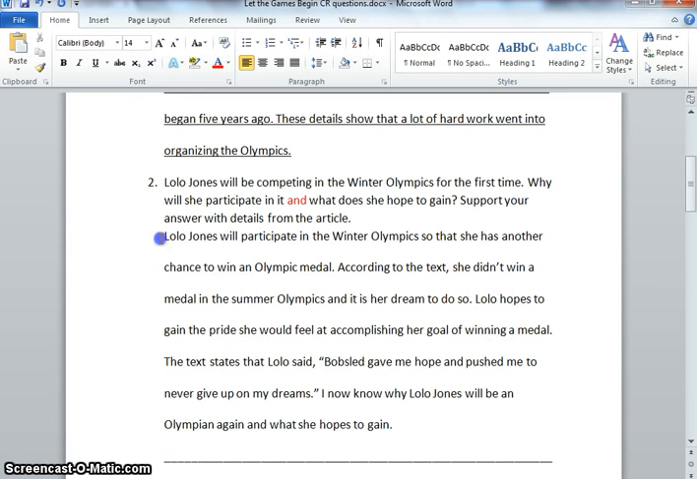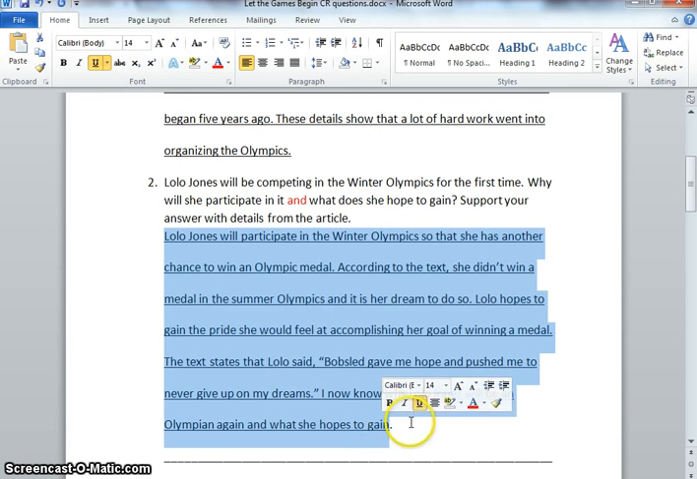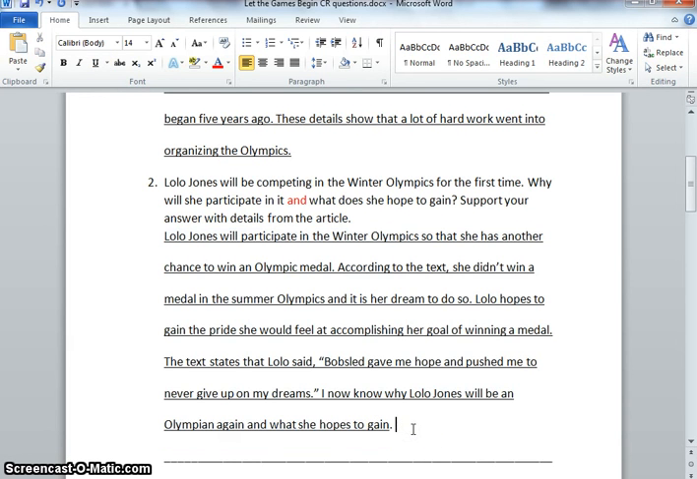Okay, I'm going to read through my response and make sure that I answered both parts of the question. Lolo Jones will participate in the Winter Olympics so that she has another chance to win an Olympic medal. According to the text, she didn't win a medal in the Summer Olympics, and it is her dream to do so.